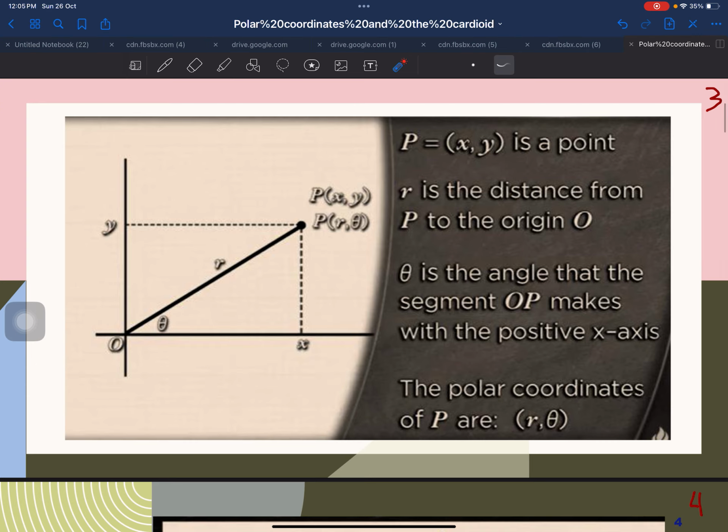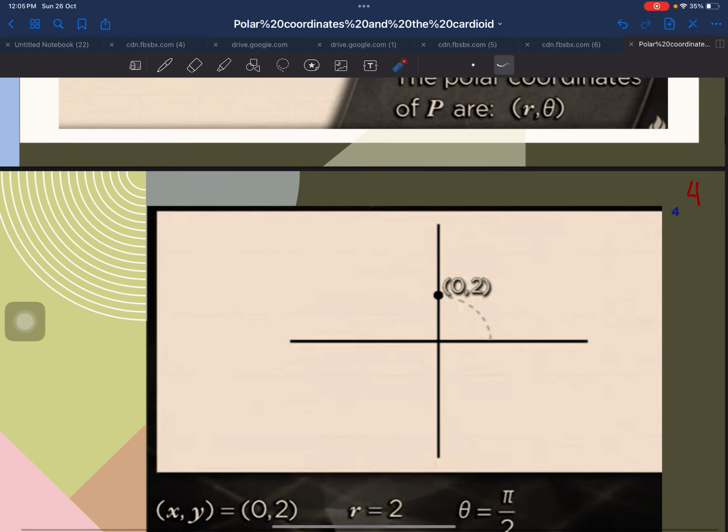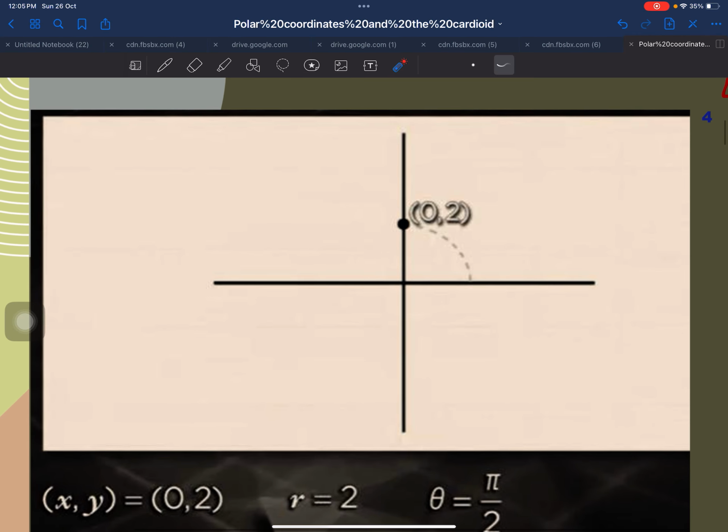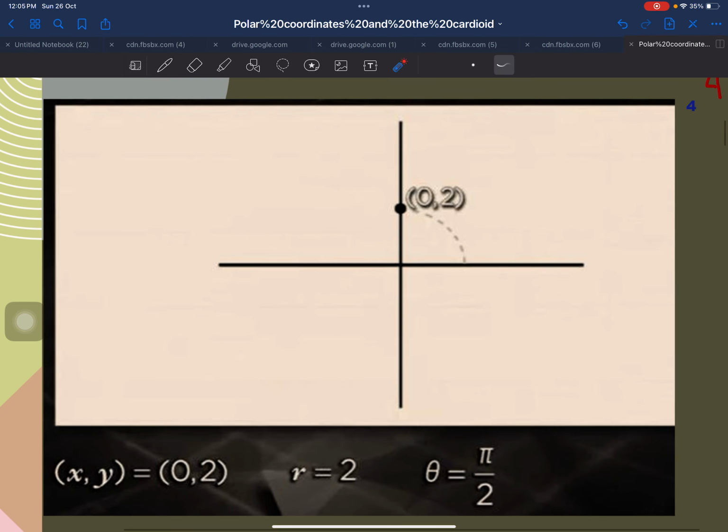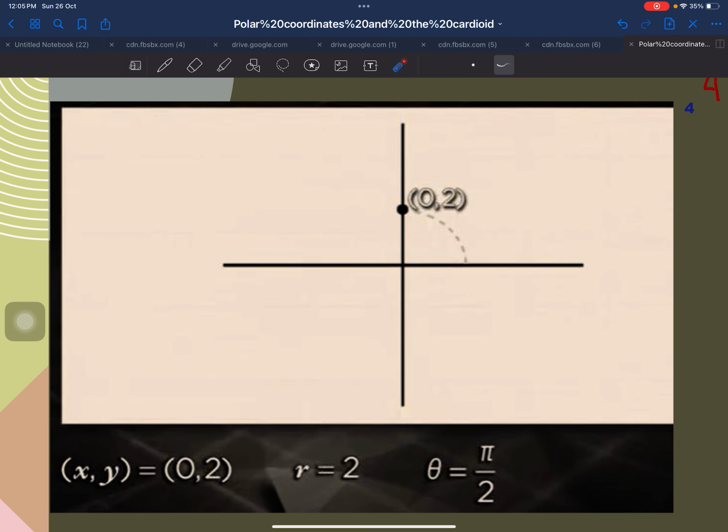Now, suppose your x, y is the point 0, 2. Okay? So, where is it? The x value is 0 and the y value is 2. So, it's up here along the y-axis. So, what's the r value? How far is this point from the origin? Right, 2 units from the origin.